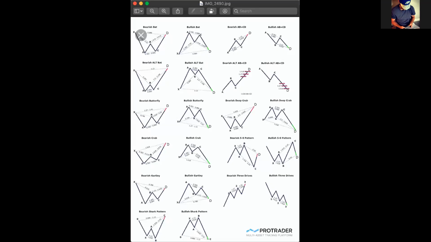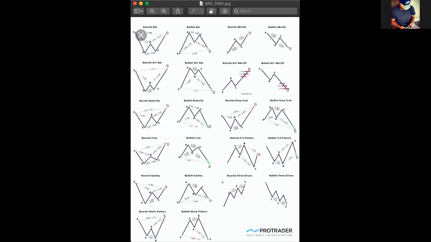And here we go. We should be able to see this picture of the bearish bat on top. We've got the bullish shark on the bottom. And these are a whole bunch of different patterns. The only one that's not on here, I believe, is the cipher pattern. And that's honestly one of my favorite patterns. But yeah, there's a whole bunch of different patterns.